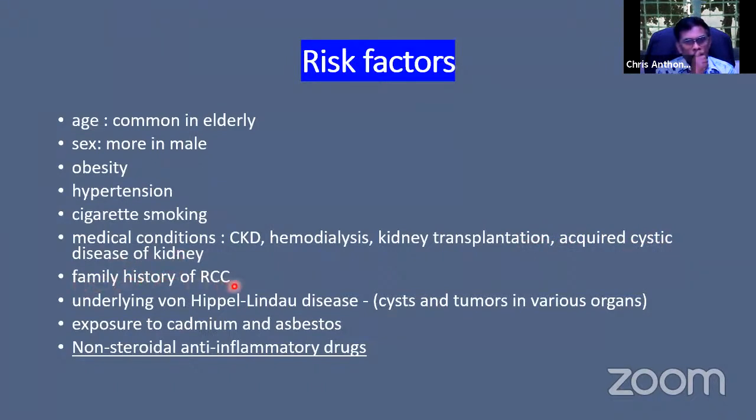Family history of RCC is also another risk factor. Underlying von Hippel-Lindau disease, which is a condition where there are multiple cysts and tumors in various organs of the body. Excessive exposure to cadmium and asbestos are considered other risk factors. And very important is non-steroidal anti-inflammatory drugs. Abuse of these drugs can also lead to renal cell carcinoma.